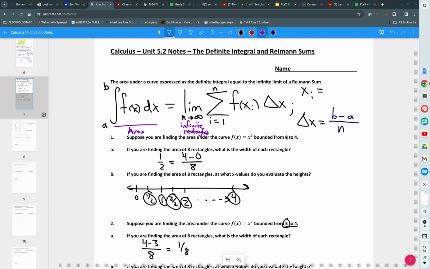And remember, how did we add up our rectangles in the previous days? We took the what times the what? The width times the sum of the heights of the rectangle. Everybody remember it? Width times sum of the heights. Everybody got that? This thing right here, delta x, this is the width.